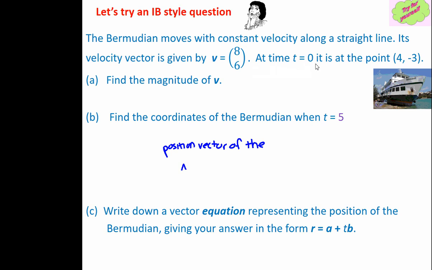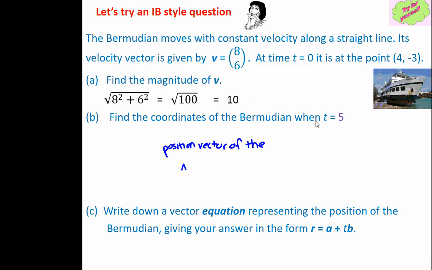At time t equals 0, the Bermudian is at this point. So here's a point, position vector, and here's a velocity or a direction vector. Find the magnitude of v. That's dead easy. Plug it into Pythagoras' equation to get square root of 100, and you get 10.